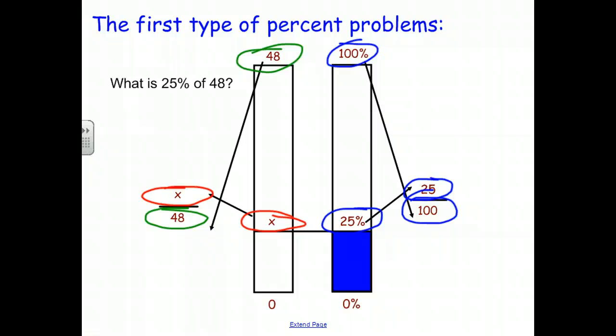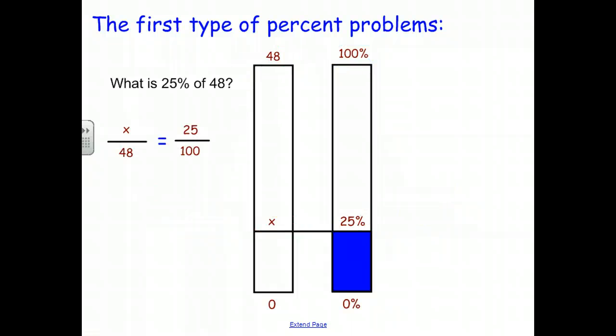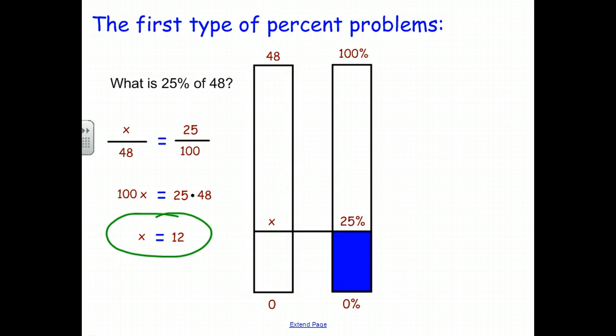So once we've done that, we can set those up as two ratios equal to each other, becomes a proportion, and then using either cross products or just multiplication and division with fractions, we can find that the answer that we're looking for is 12. 12 is 25% of 48. So that was the first type of percent problem.